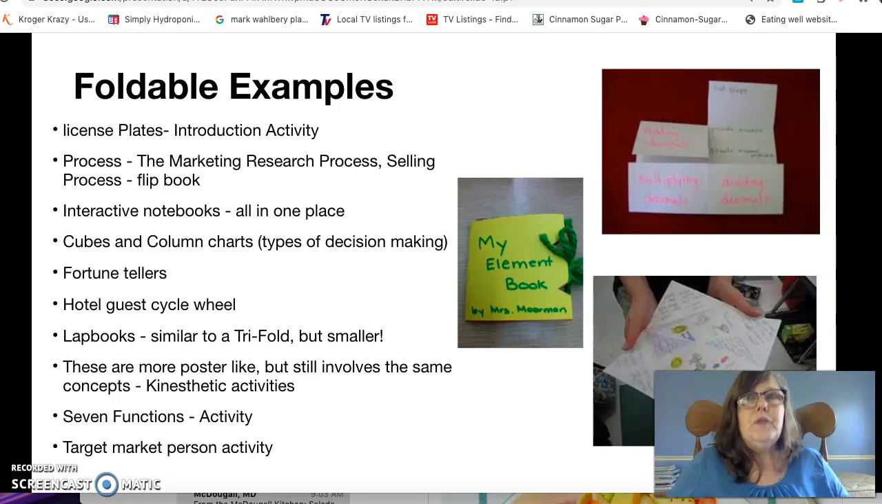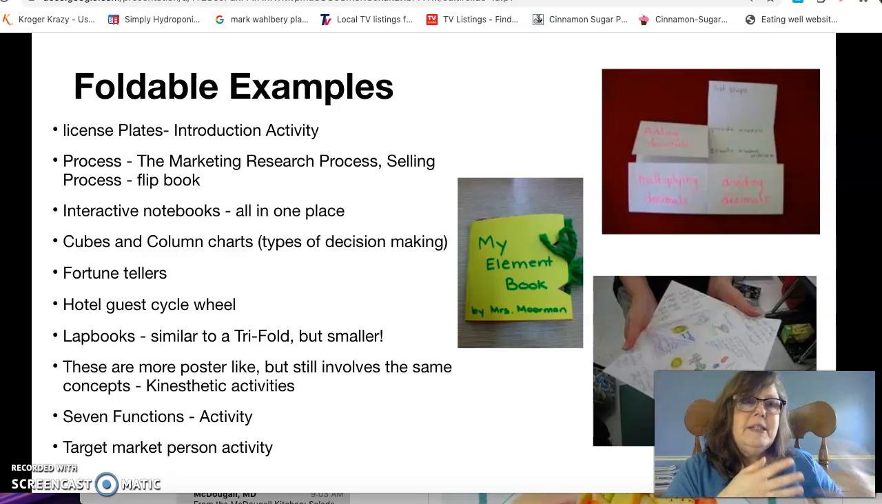Foldable examples. For instance, one of the ways I use foldables at the beginning of the very first day, when I want to get to know who the kids are, is I have them create license plates, which is basically folding the paper hot dog style. On the front, they write their name, they design it kind of like a logo, they have symbols and pictures that they've drawn that help talk about who they are, and they get to color these in, and then they go around the room and introduce themselves, and so they have a visual aid.